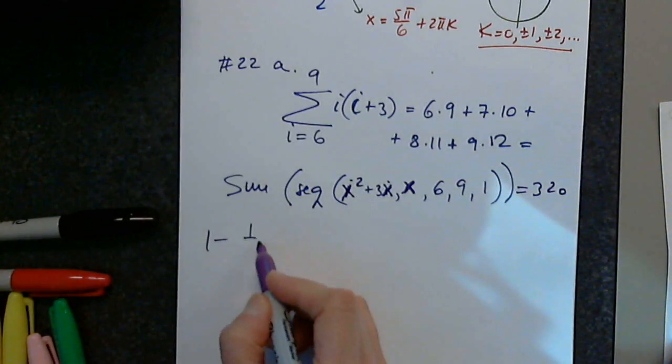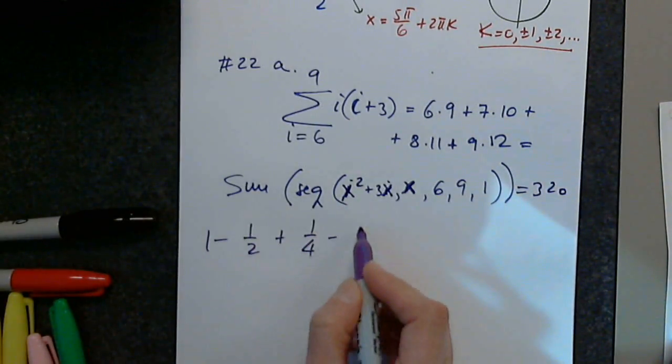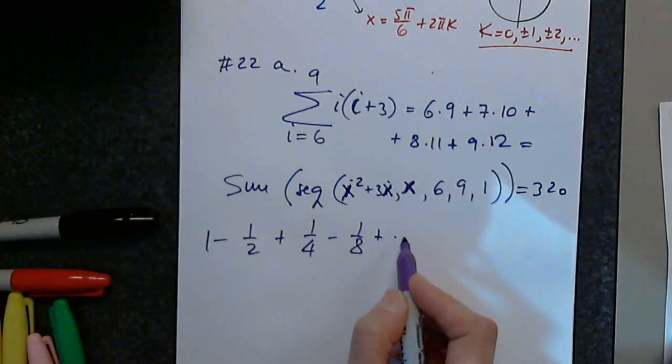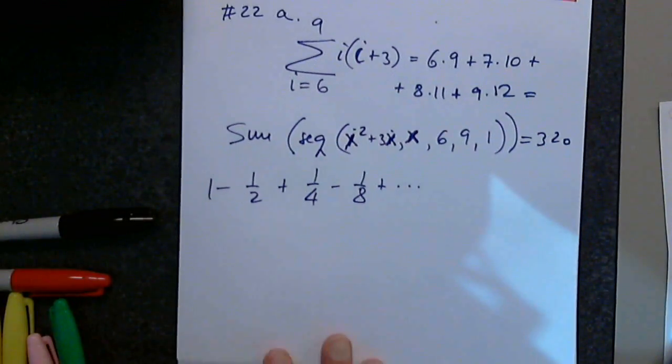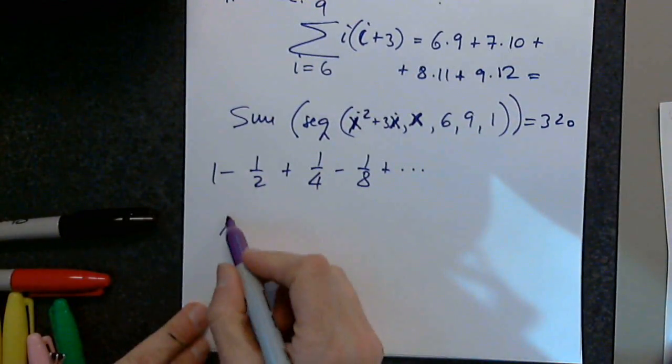1 minus 1/2 plus 1/4 minus 1/8 plus dot, dot, dot. Determine if the infinite geometric series is convergent or divergent. When is an infinite geometric series convergent? Only when the absolute value of the common ratio is less than 1. Very good. So let's identify what the common ratio is.